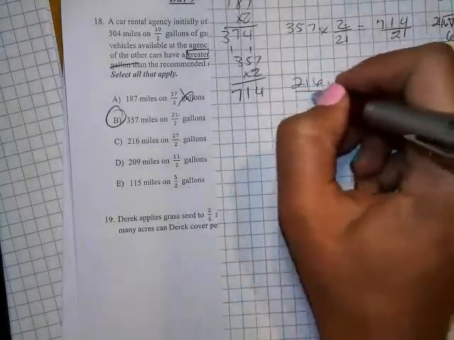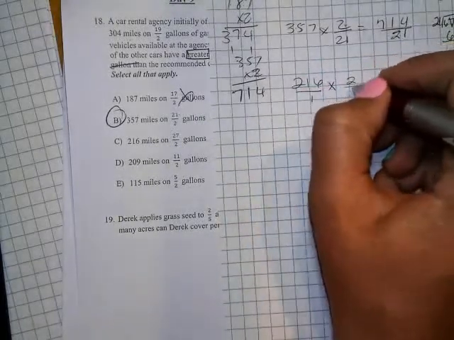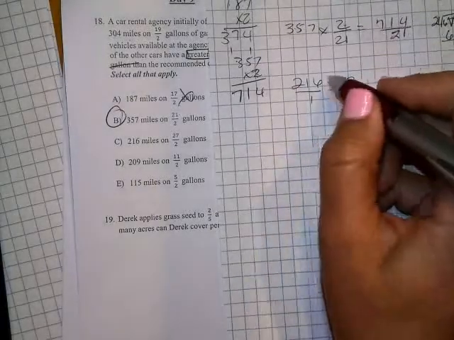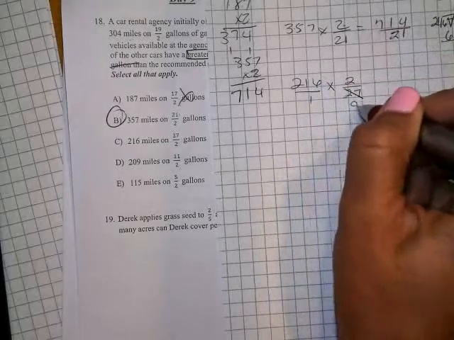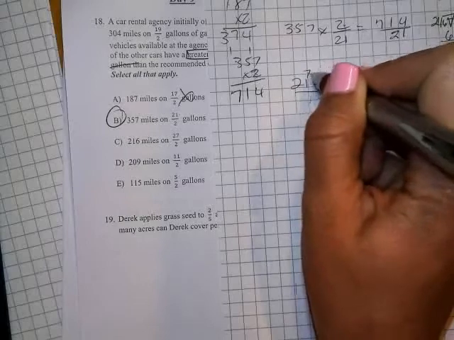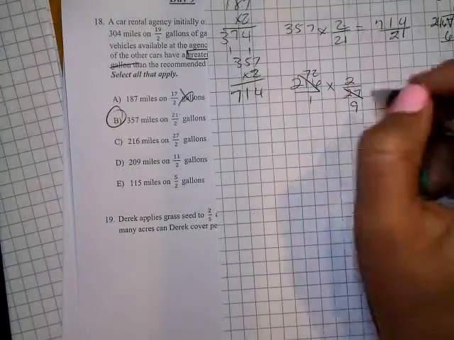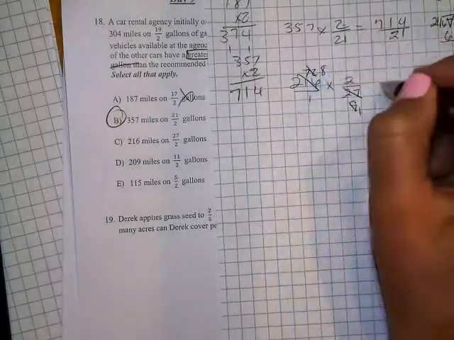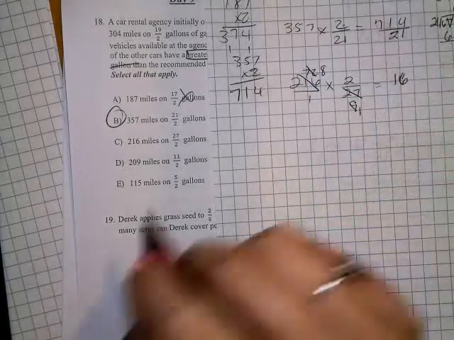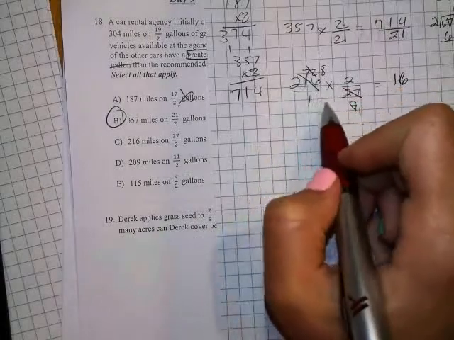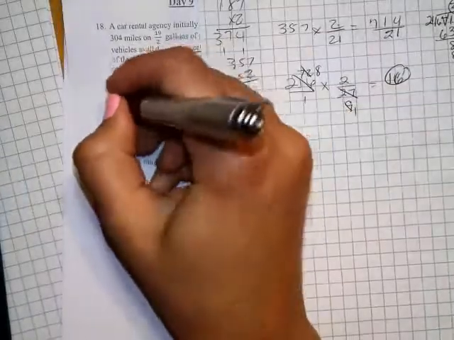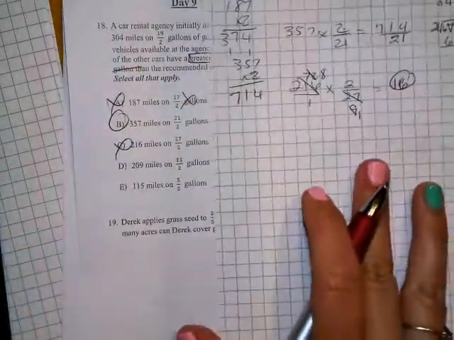216 over 1 times 2 over 27. All right, so I know this is simplified by 3. This becomes 9. This becomes 72. This becomes 1. That becomes 8. This becomes 16. 3 goes into 21 7 times. Yes, not true. A is not an option. C is not an option.